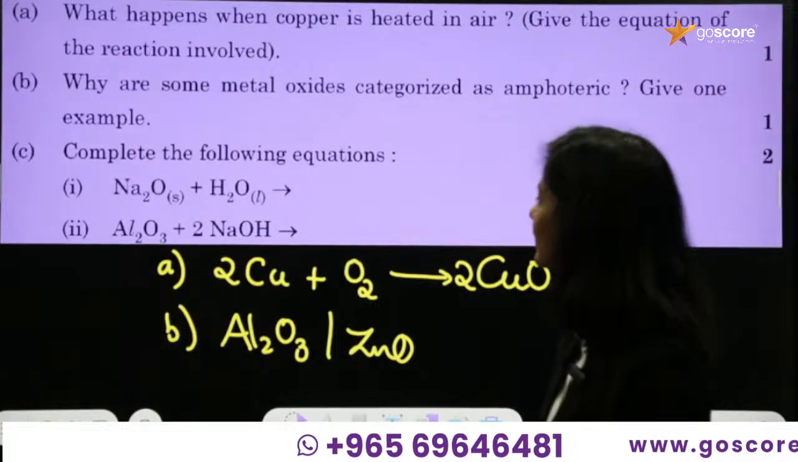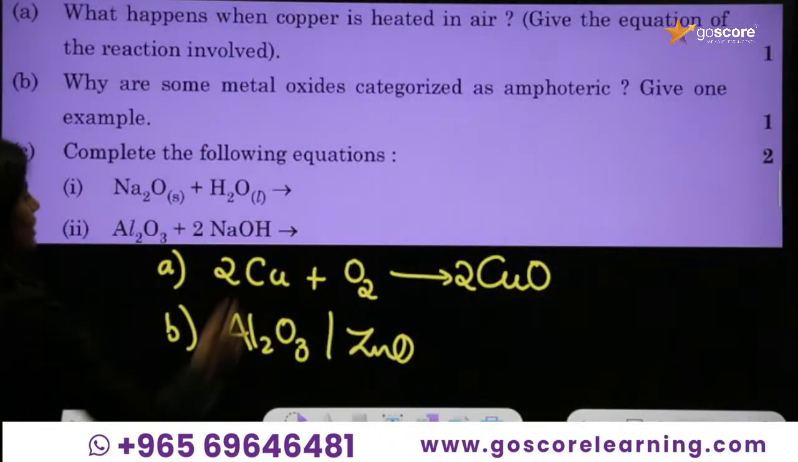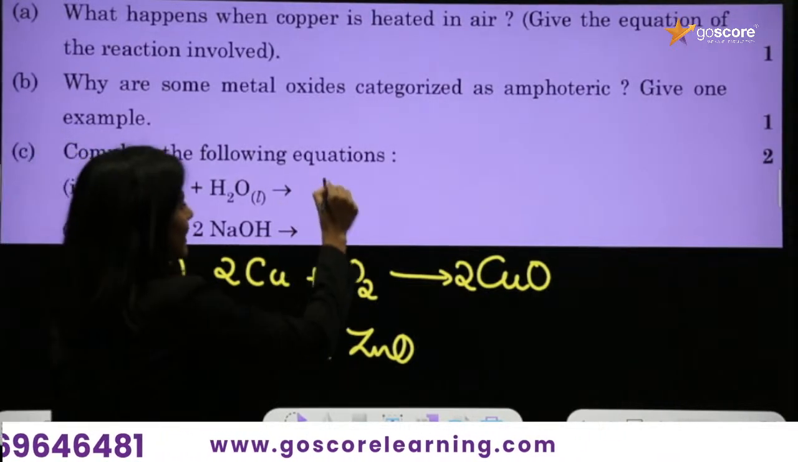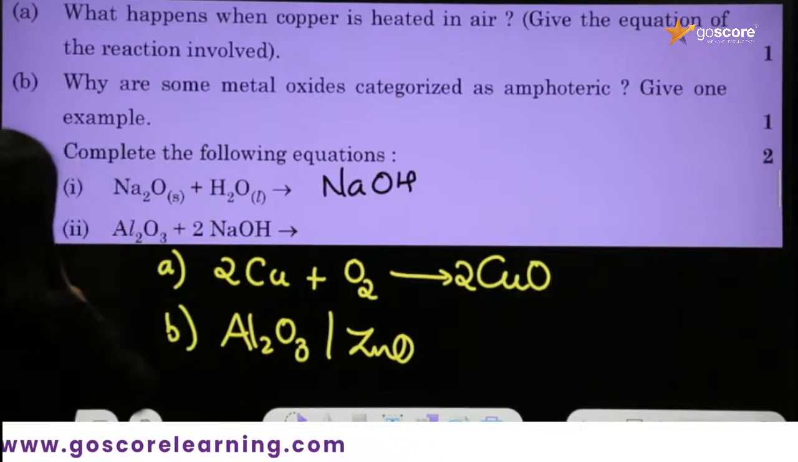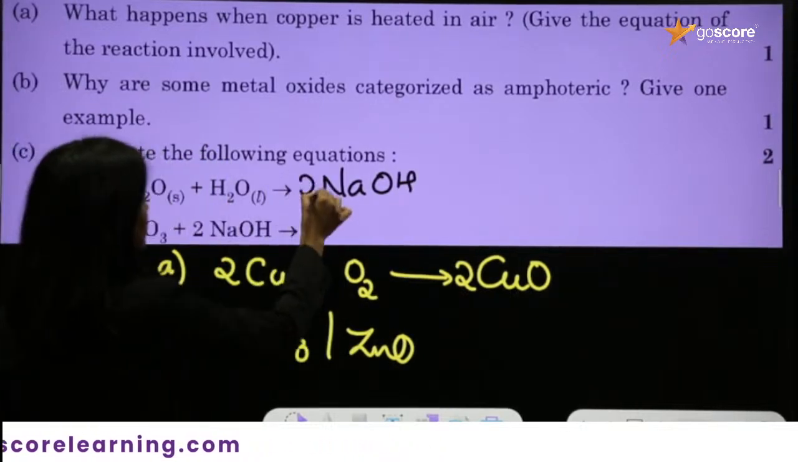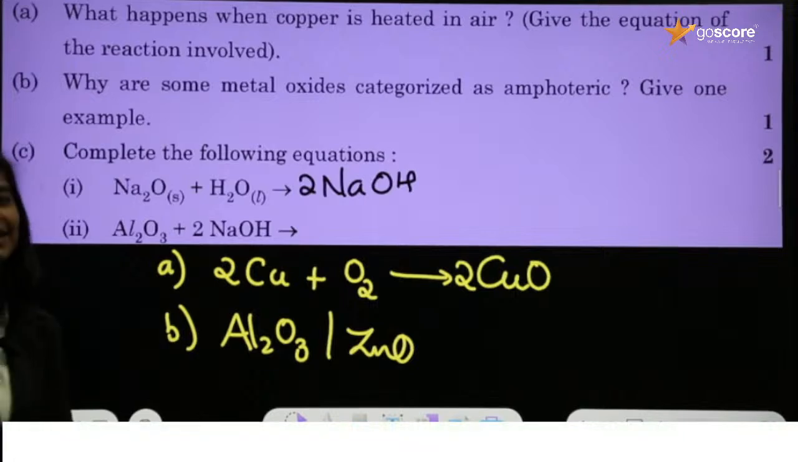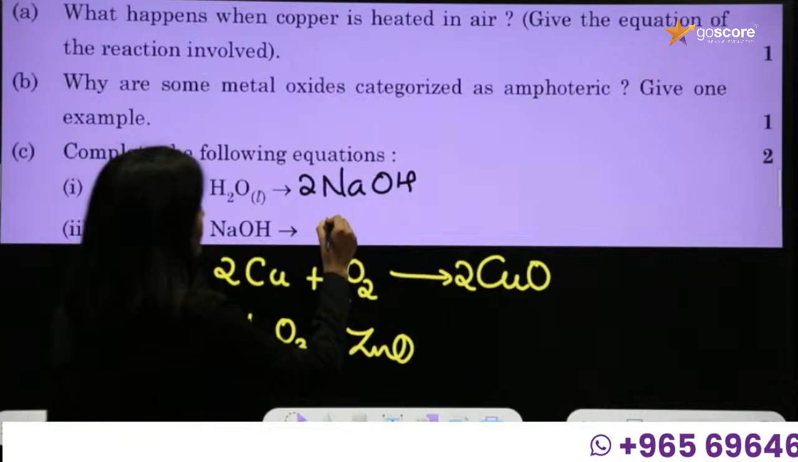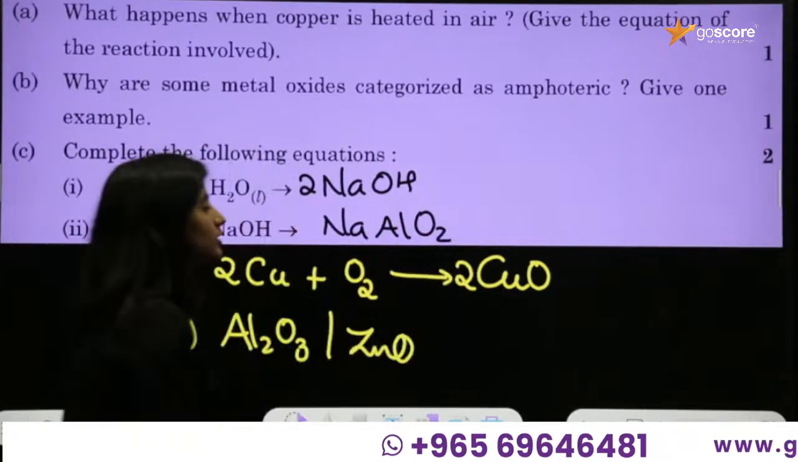Complete the following equation. We'll complete it here itself. Na2O and H2O, really simple. We will get NaOH. Let's balance it: 2 Na, 2 H, so 2 NaOH. Next, Al2O3 and NaOH, we will get sodium aluminate. What is the formula of sodium aluminate? NaAlO2. That is sodium aluminate.